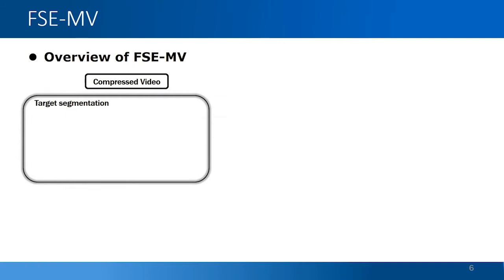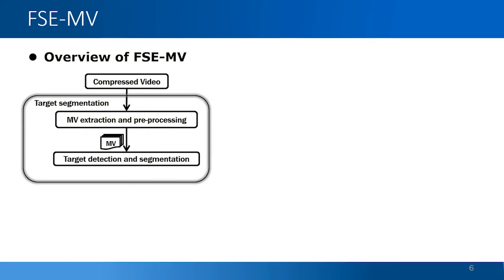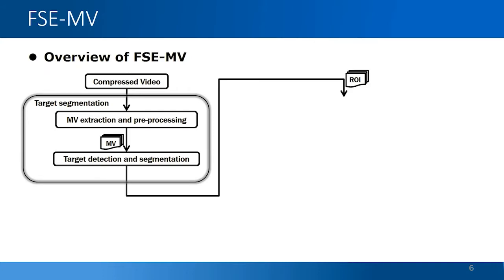This is an overview of FSE-MV. First, it is target segmentation. Step 1 is MV extraction and pre-processing. Then we get reliable MVs for target detection and segmentation. The ROI is determined and we get the pixel information in the ROI.